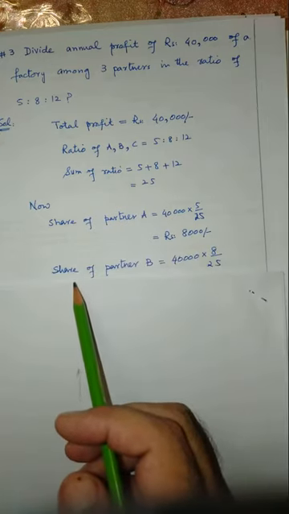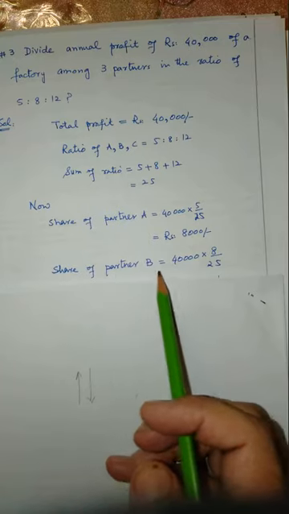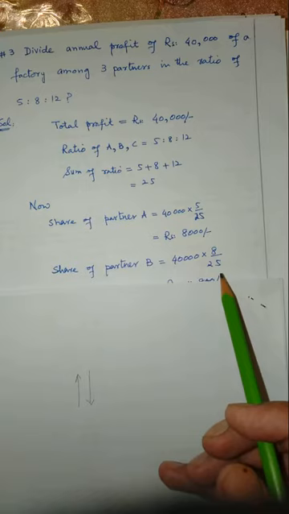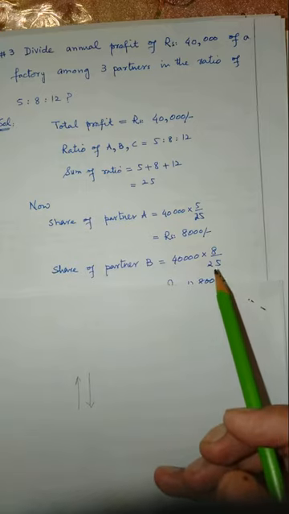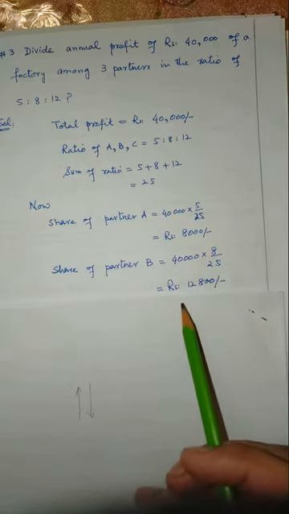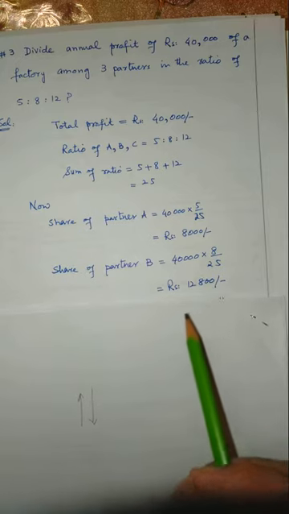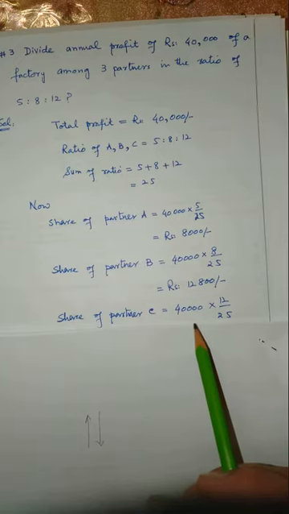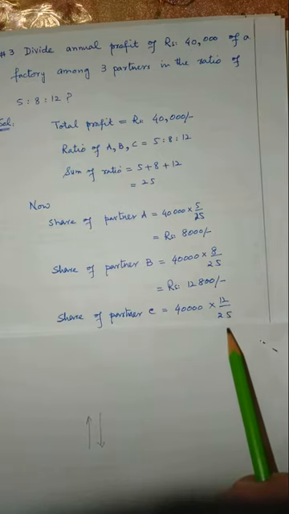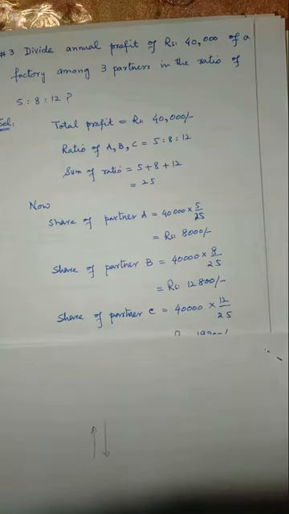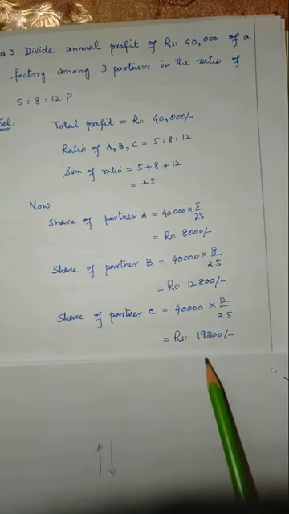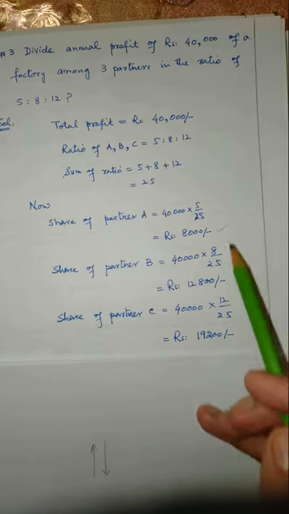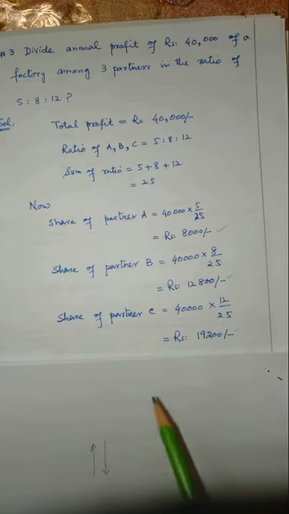Now the share of partner B is equal to 40,000 into 8 by 25. Dividing, this is equal to rupees 12,800. The share of partner C is equal to 40,000 times his ratio, which is 12, divided by 25. Dividing, this is equal to 19,200. These are the answers.